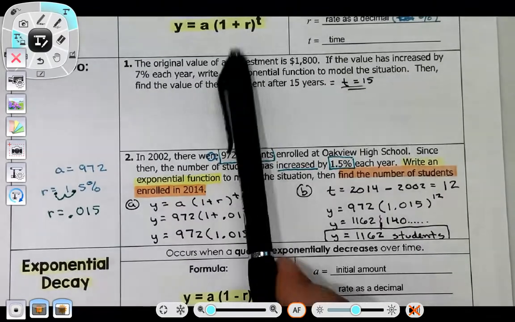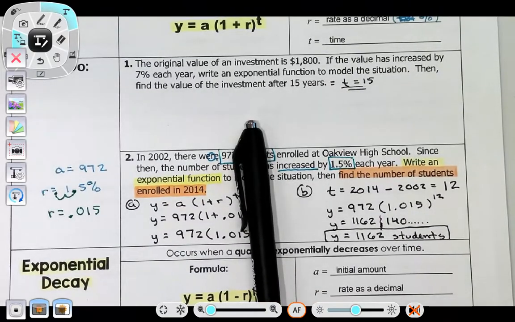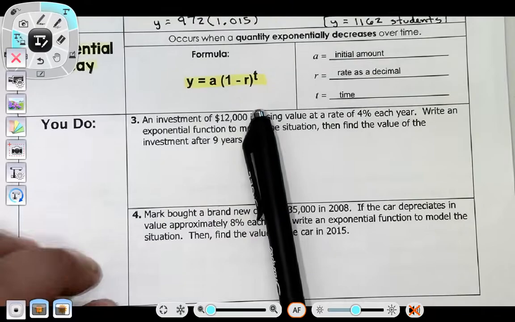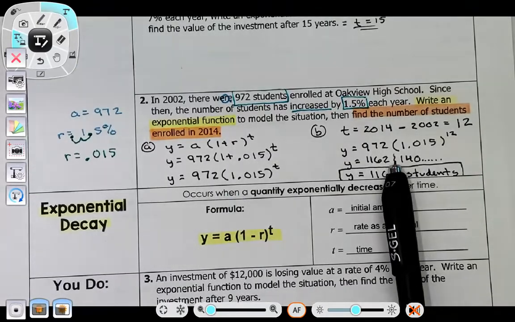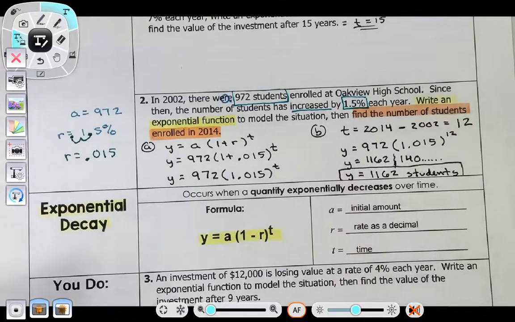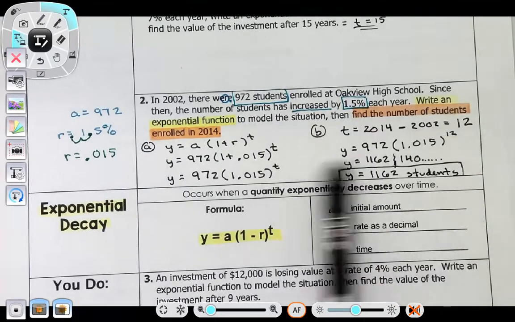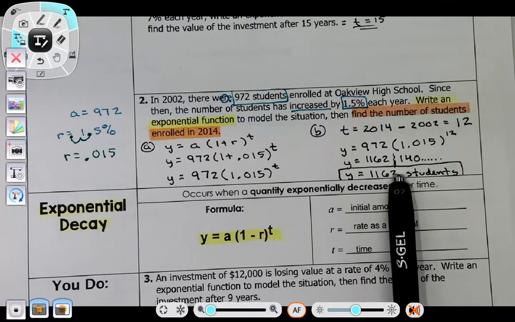Remember, this one's obviously with the one with the plus. The ones down here are going to have that minus sign. So very similar, though. Same setup for all of them. Plug it in. Let the calculator do the work. But if it's money, you need 2 decimals. If we're talking about people, whole numbers only.